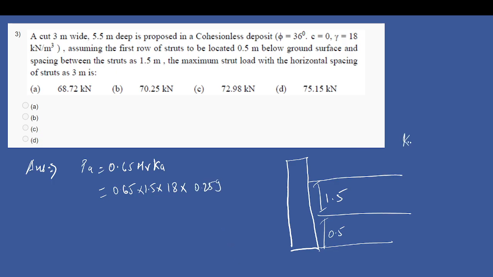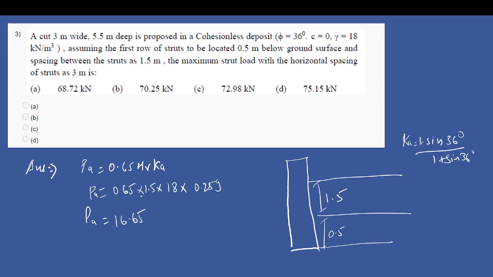So it's basically 1 minus sine 36 upon 1 plus sine 36, right? Yes, sir. So PA is this one. How much are you getting for this? I'm getting 16.65, sir. 16.65, okay. So this is the PA which you are getting.